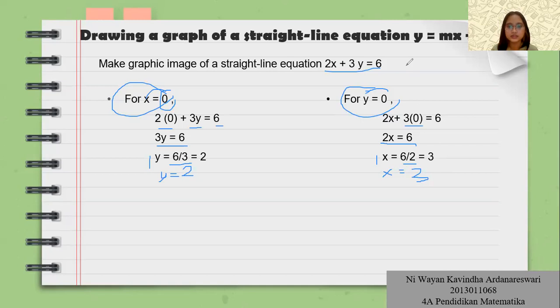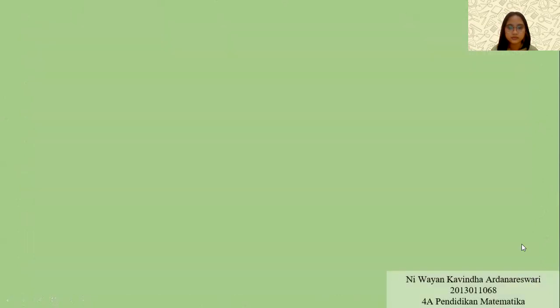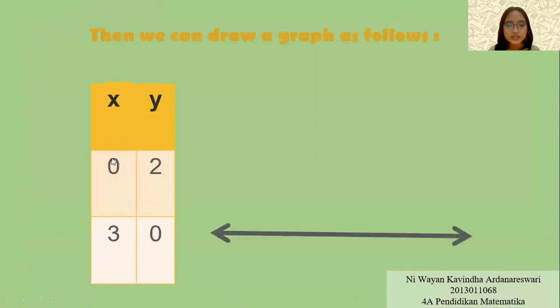And from that, here's the table. When x is 0, we get 2 as y. And when y is 0, we get 3 as x. And then we can draw a graph as follows with this table.